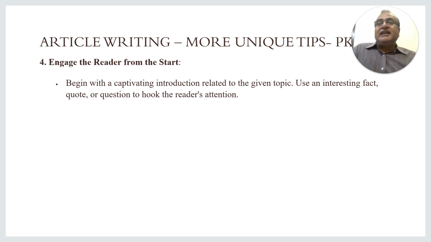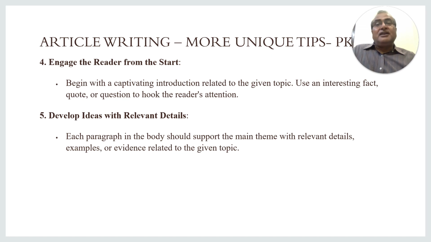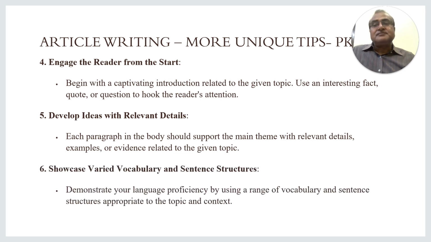Engage the reader from the start. That is interesting writing. Begin with a captivating introduction related to the given topic. Use an interesting fact, quote, or question to hook the reader's attention. Develop ideas with relevant details. Each paragraph in the body should support the main theme with relevant details, examples or evidence related to the given topic. Showcase varied vocabulary and sentence structures. Demonstrate your language proficiency by using a range of vocabulary and sentence structures appropriate to the topic and context.